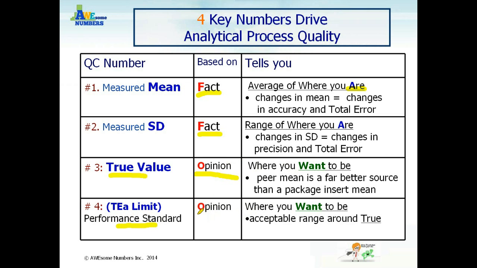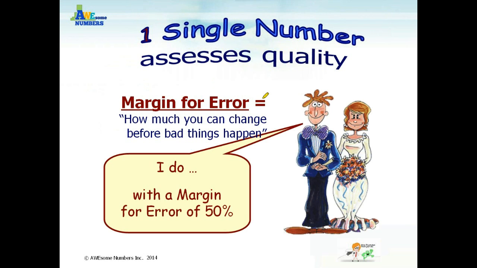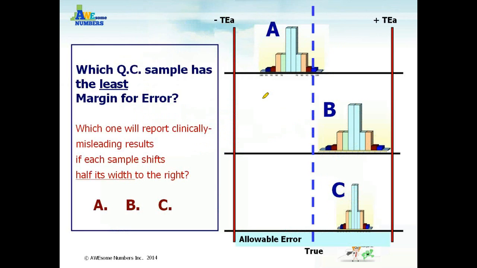Where do you get your true value? How do you select your total allowable error limit or your failure lines? These four numbers determine your analytical quality. You can crunch those four numbers down into one single number that you can look at, and if you know the margin for error, you know if your test is good, bad, or in the middle. As long as you have some margin for error, you're okay. You can still move before getting into trouble.